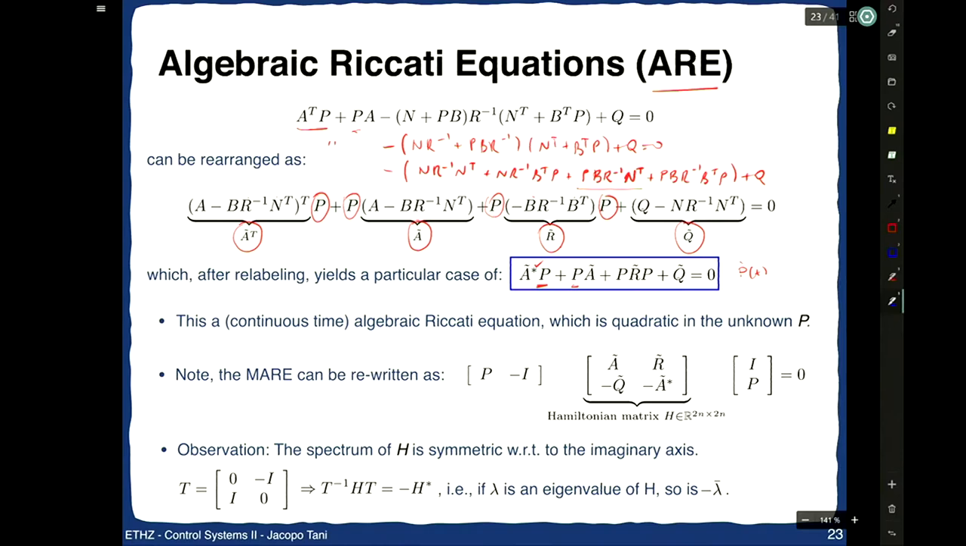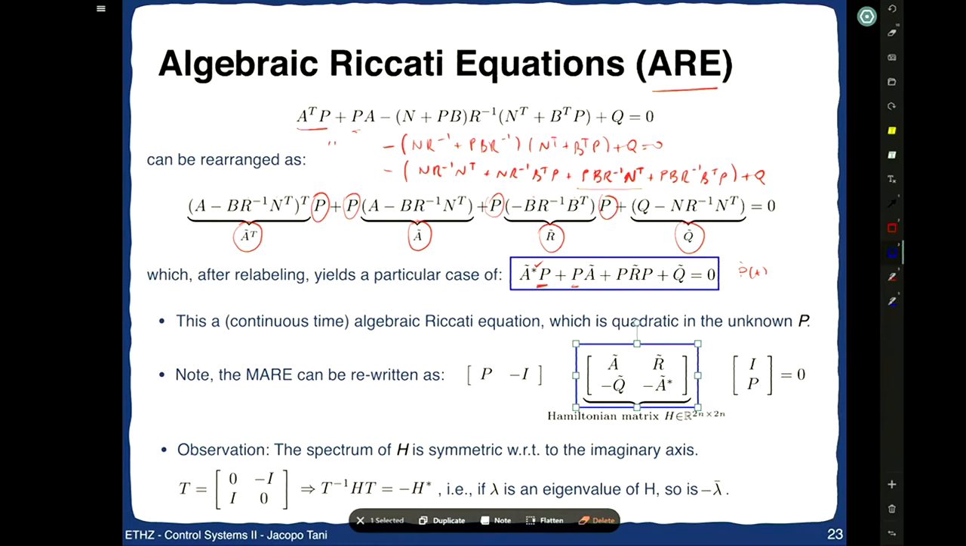The nice thing about algebraic Riccati equations is that we can just rewrite them in this form, which is just rewriting this equation by pre-multiplying by P minus I, and this highlights this construct, which is called the Hamiltonian matrix associated with the algebraic Riccati equation. It turns out that whether or not this equation has a solution depends on properties of this matrix. One thing we can note is that if we take a transformation T that is defined in this way, then we can see that H is related to minus H conjugate transpose, the Hermitian version.